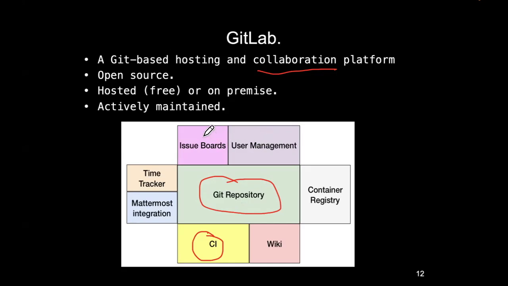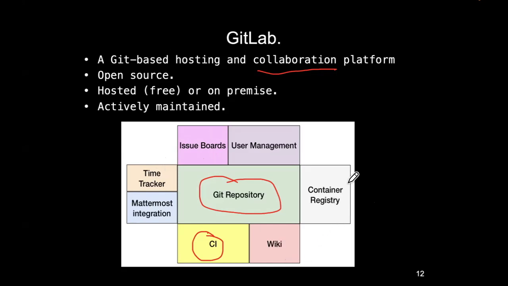Issue tracking: as bugs are identified and reported, we need to keep track of those. So that's what the issue tracker, or the issue boards part of the GitLab platform, deals with. Over here, this is kind of a project management, I suppose, and scheduling feature within GitLab.